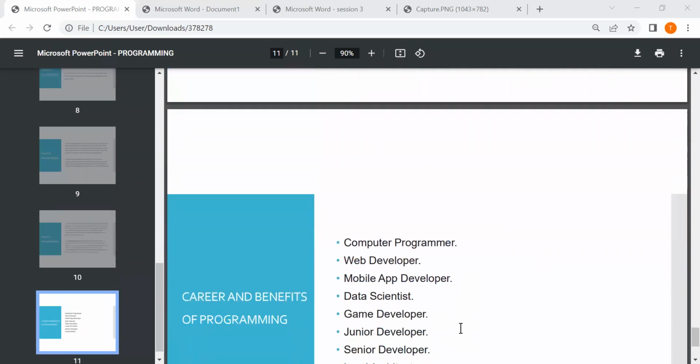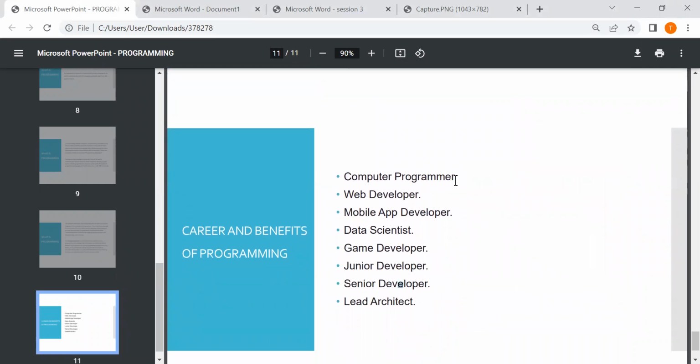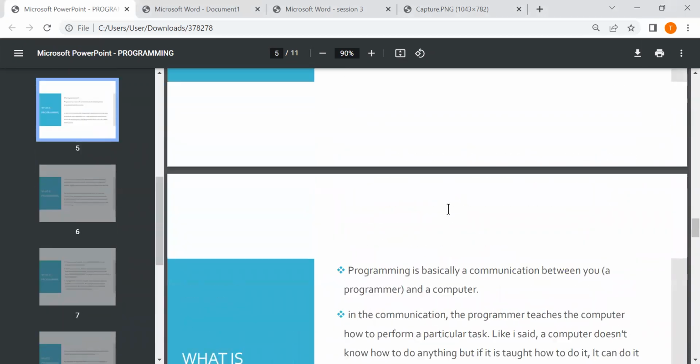So, career and benefits of programming. We have computer programmer, web developer, mobile app developer, and so on. Let's go back here.